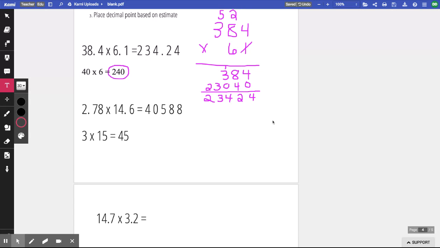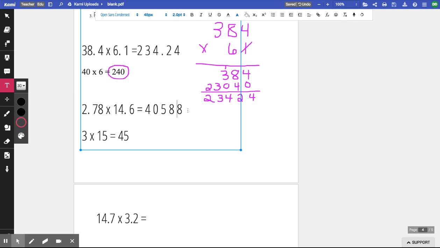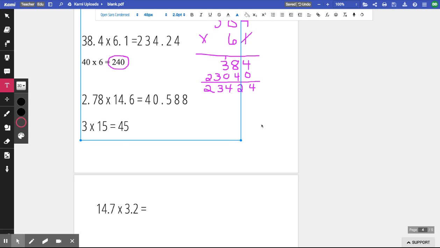And again, I just need to think, where am I placing my decimal point so that I have an answer close to 45? Well, if I put my decimal point over here, I have 4,058 and 8 tenths. Does that round to 45? That's what you have to think. No, right? If I put my decimal point between the 5 and the 8, I have an answer of 405 and 88 hundredths. Is that going to be an answer that's close to 45? No. I need to put my decimal point between the 0 and the 5 because that is going to give me an answer of 40 and 588 thousandths. When I round this, I get an answer that's pretty close to 45.